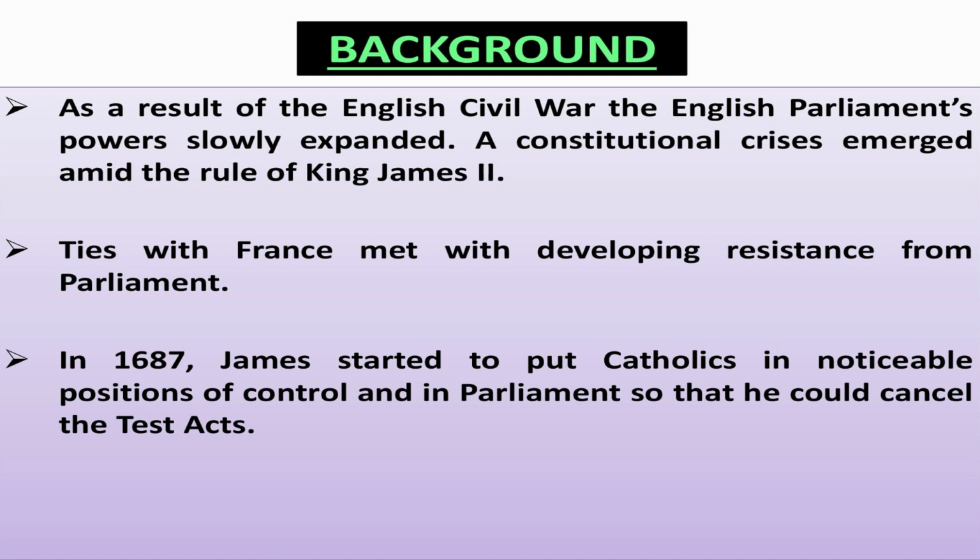Background. As a result of the English Civil War, the English Parliament's power slowly expanded. A constitutional crisis emerged amid the rule of King James II, when the king's promotion of Roman Catholicism and his ties with France met with growing resistance from Parliament. In 1687, James started to put Catholics in noticeable positions of control and in Parliament so that he could cancel the Test Acts. These were a series of laws that restricted many Roman Catholics from taking public offices.